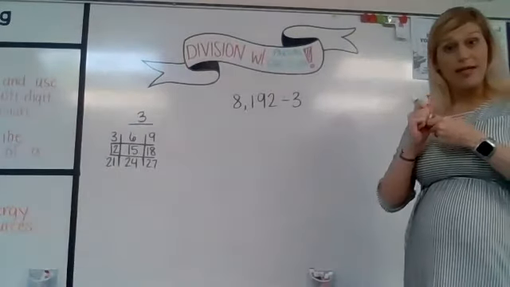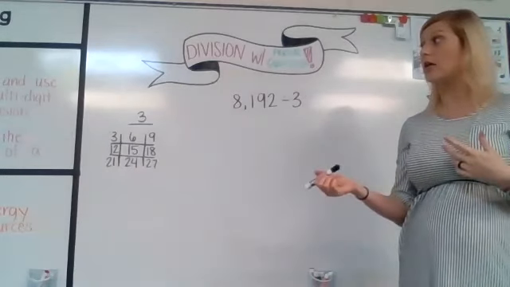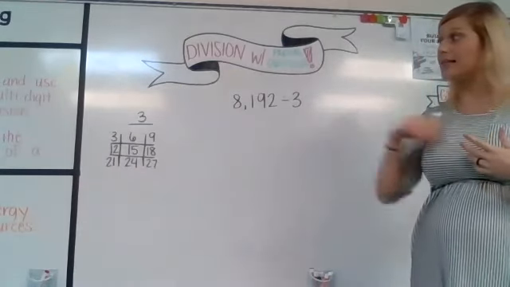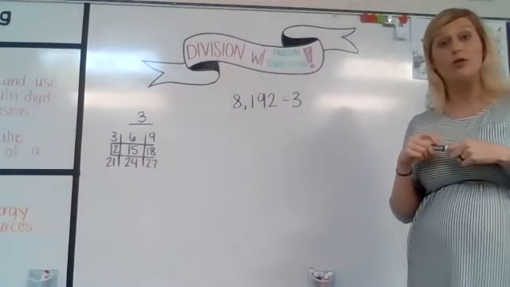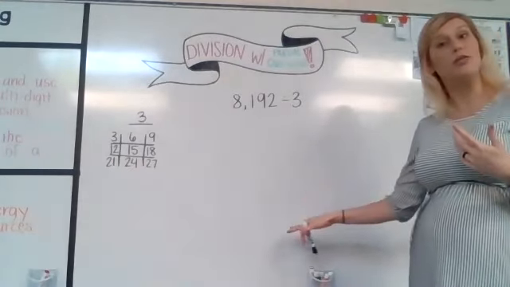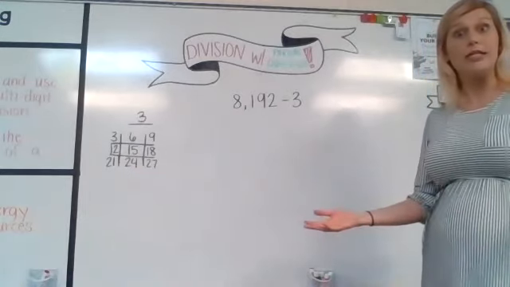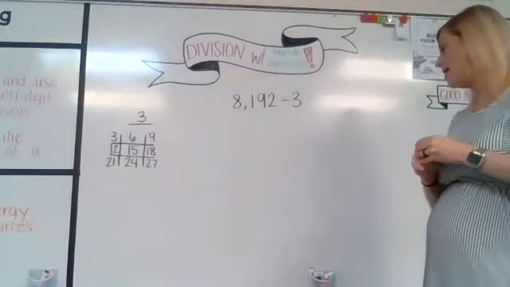Before we begin, we are going to estimate, because part of our learning goal is that I can assess the reasonableness of a quotient, meaning we're going to estimate first, and then whenever we do get our final quotient, we're going to make sure that it's reasonable depending on whatever we estimated.